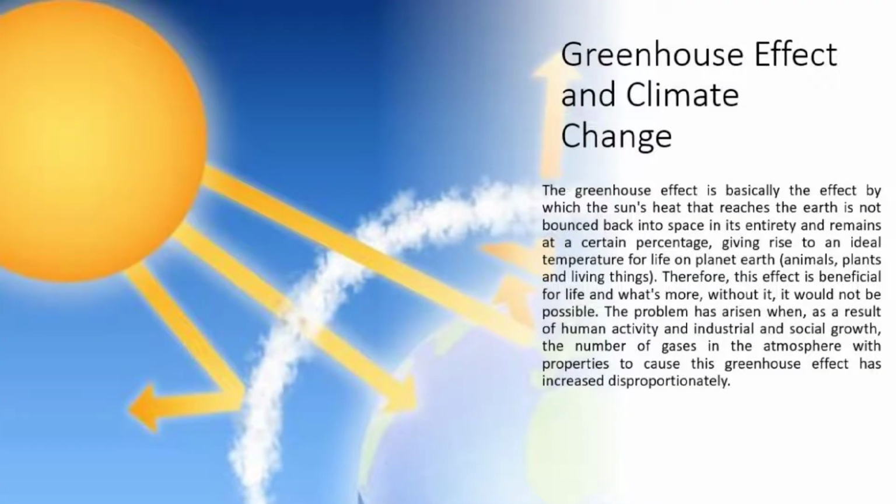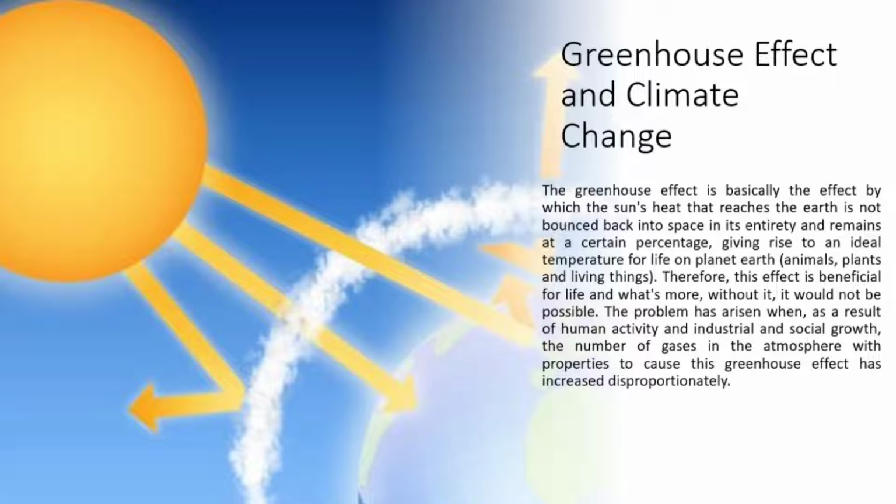Greenhouse effect and climate change. The greenhouse effect is basically the effect by which the sun's heat that reaches the earth is not bounced back into space in its entirety and remains at a certain percentage, giving rise to an ideal temperature for life on planet Earth, animals, plants, and living things. Therefore, this effect is beneficial for life, and what's more, without it life would not be possible.